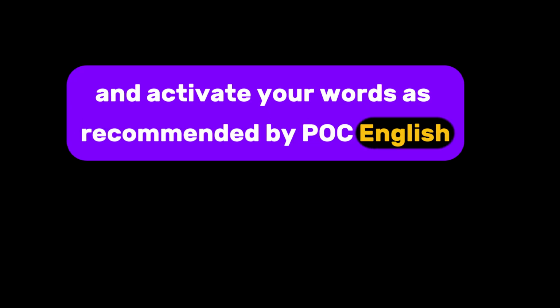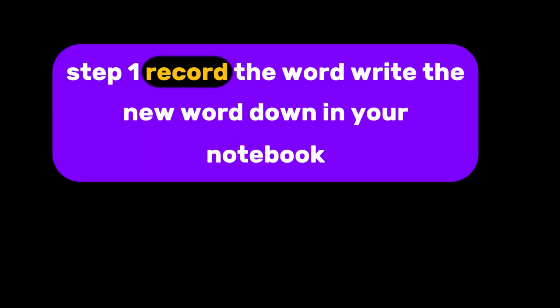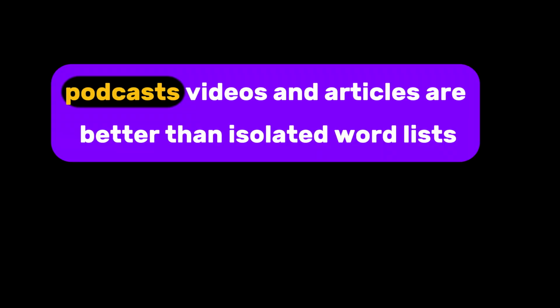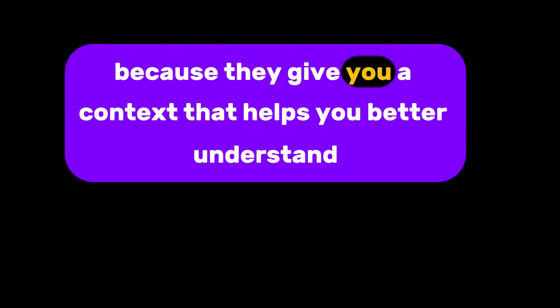POC English. Step 1. Record the word. Write the new word down in your notebook. Learn words in context. Podcasts, videos, and articles are better than isolated word lists because they give you a context that helps you better understand how to use a word.